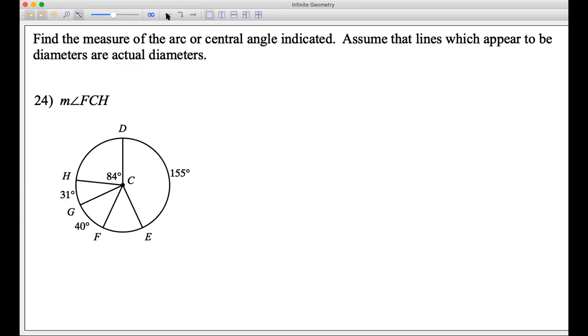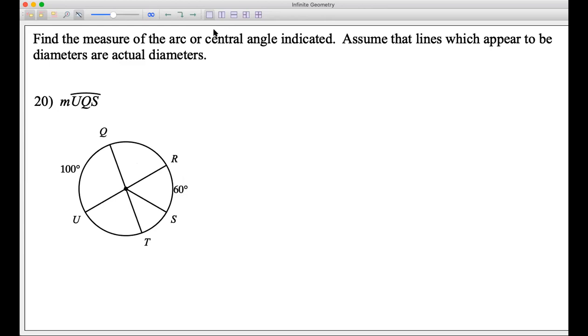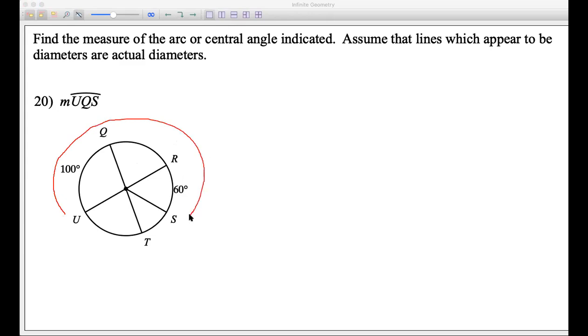All right, pick one, Matt. 17 to 24, not 17 because we just did 17. Let's do 20. So we're trying to find major arc UQS. So UQS. All right, start talking, Matt.